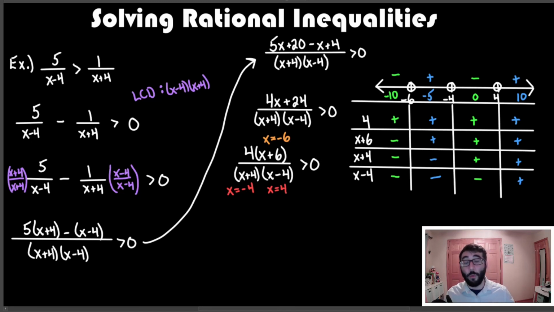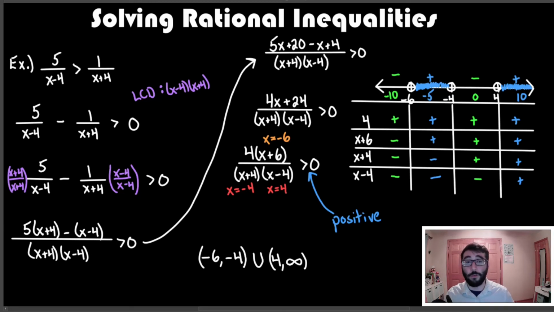Now, from here, we want to know what our final answer should be. Well, we want to be greater than 0. Right? So that means we want to be positive. Well, if we want the positive intervals, we should shade all those positive intervals. So our answers are going to be all the numbers in between -6 and -4, both are excluded, and all the values strictly greater than 4, with 4 excluded. So we have 2 intervals, so our final answer is going to be 2 intervals.